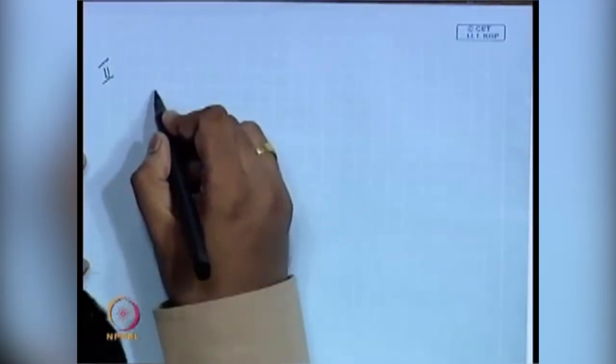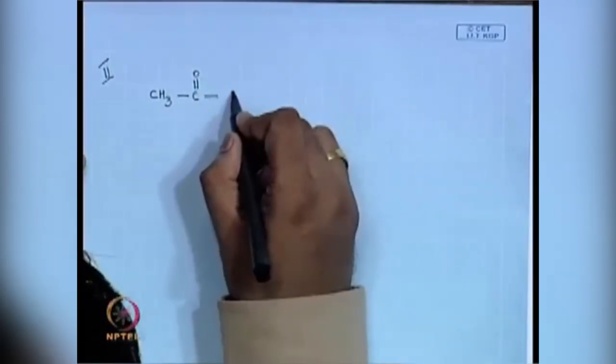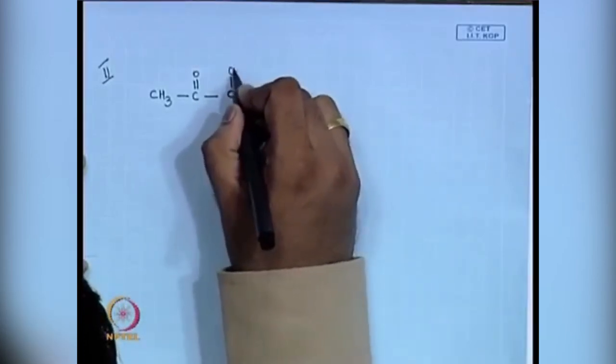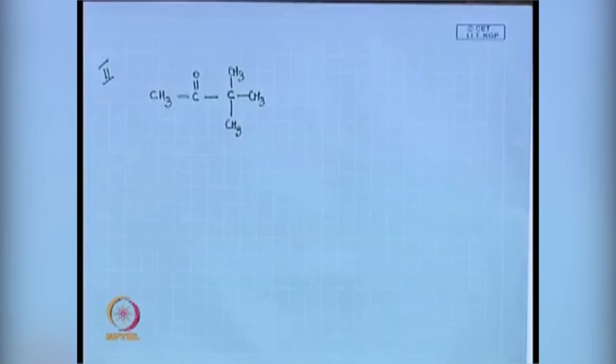Now, we will take a second type of example. First, we took an acyclic ketone, where both the arms are the same. Now, we will take a ketone in which both the arms are different and see how the Norrish type 1 reaction happens there. I am taking this ketone now.